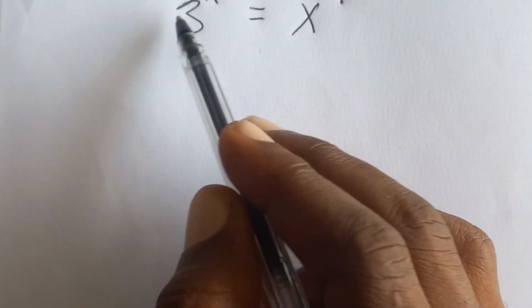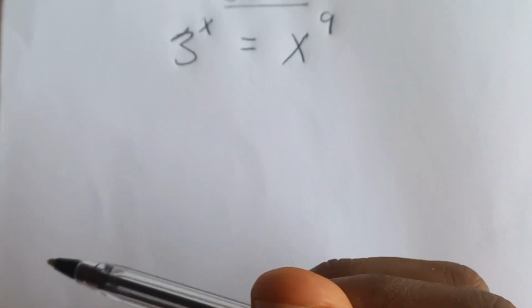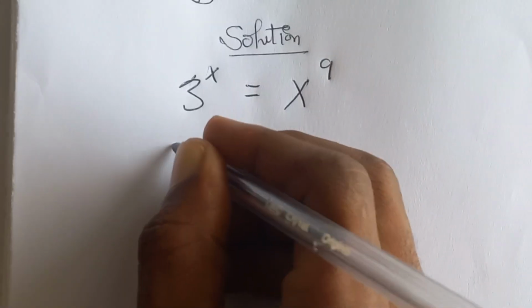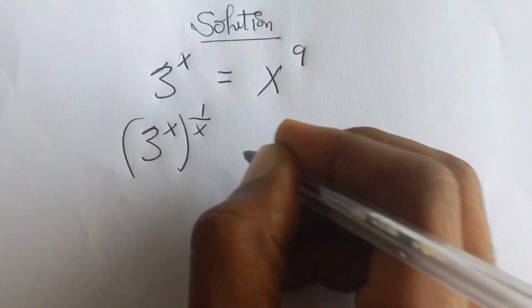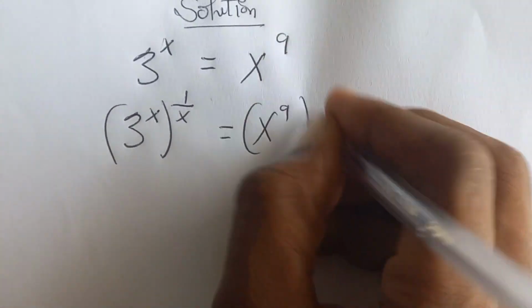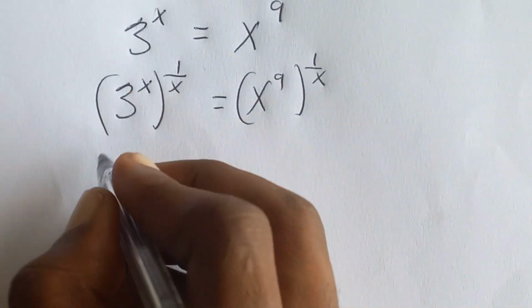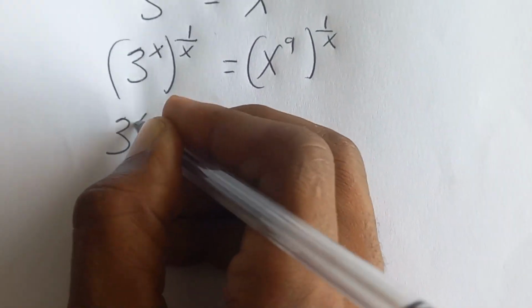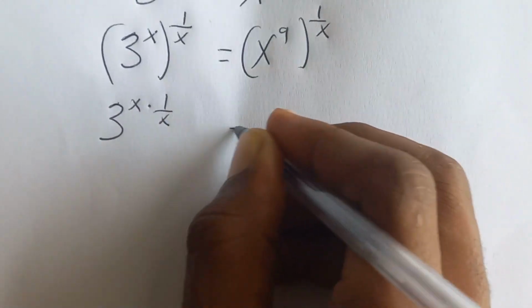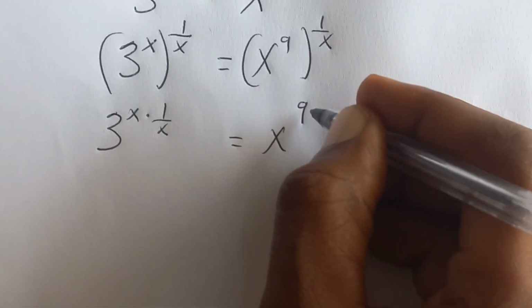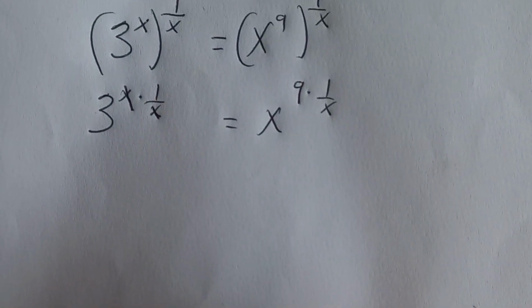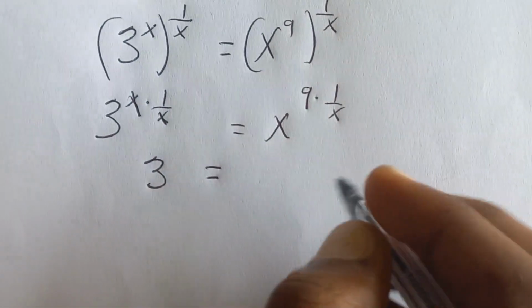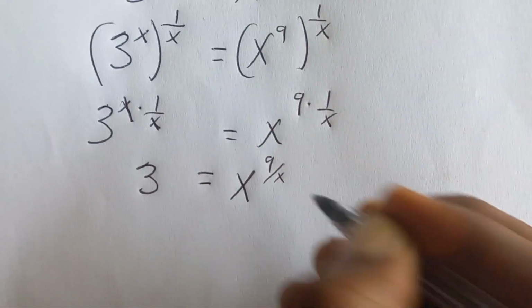So straight away, let us multiply both sides by the exponent of 1 on x. So we are going to get 3 exponent x, bracket exponent 1 on x, which is equal to x exponent 9, bracket exponent 1 on x. So with this, we're going to get 3 exponent x multiplied by 1 on x is equal to x exponent 9 multiplied by 1 on x. So this will get rid of this. We are going to get 3 is equal to x exponent 9 on x.